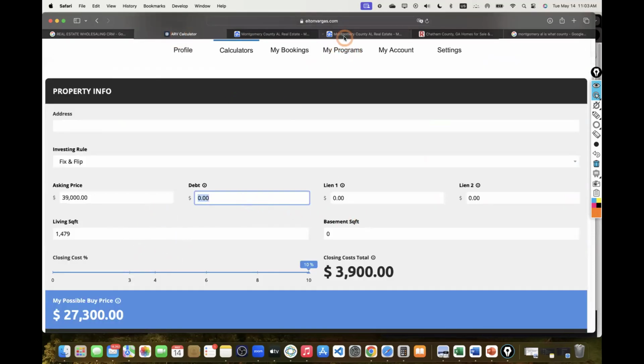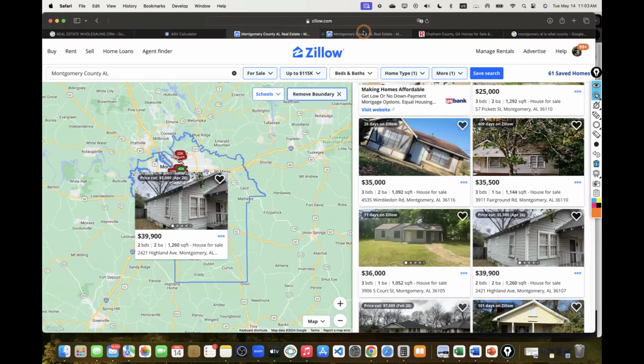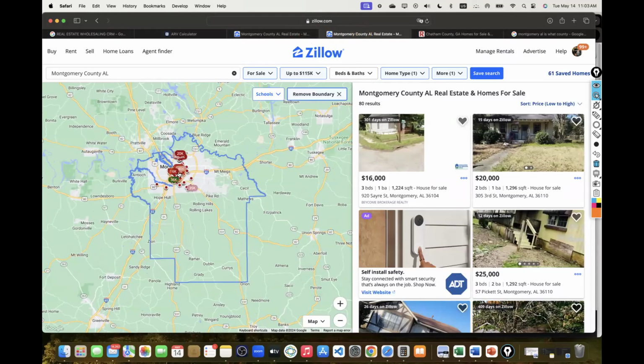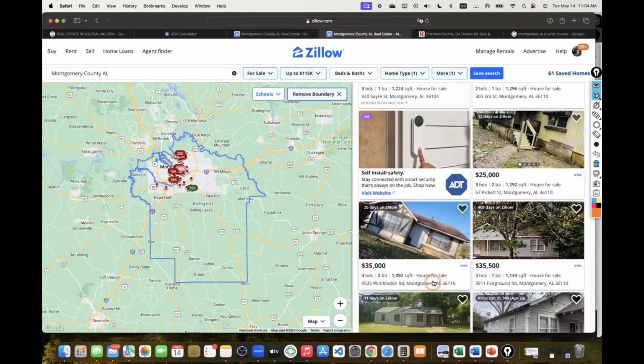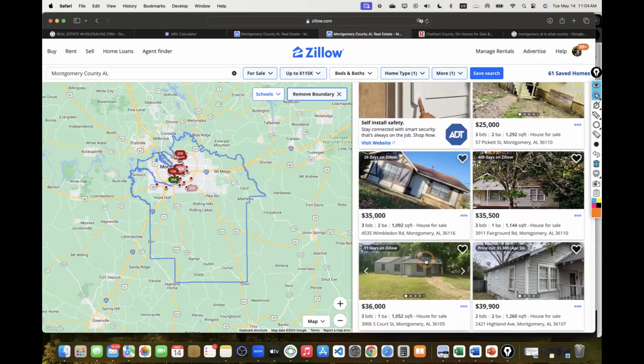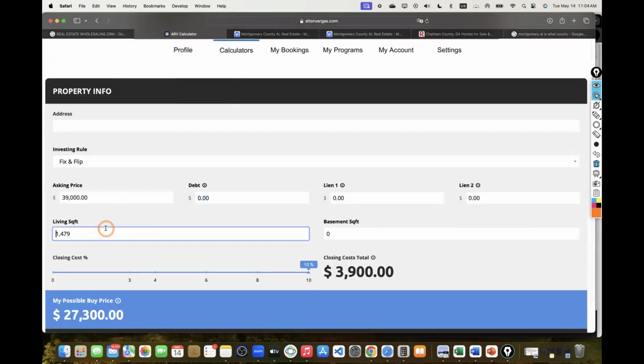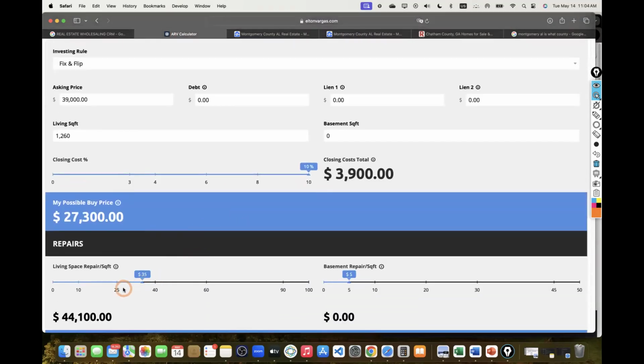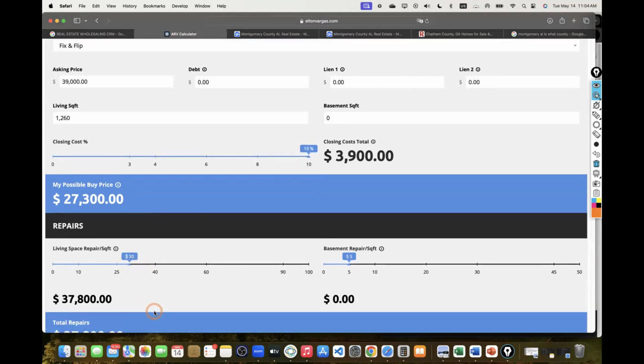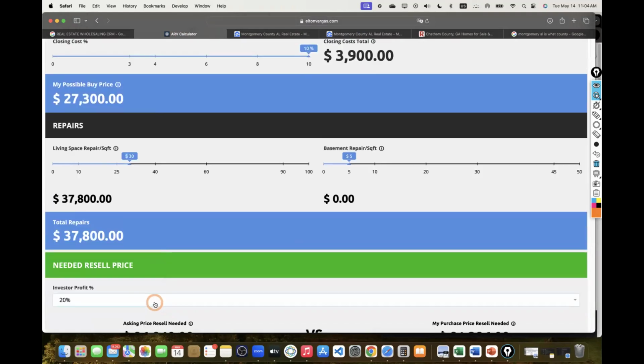But let's go through here. What's the square footage? Oh, where did it go? Oh, this one right here. 1260. Square footage is 1260. Great. Closing costs, awesome. Repairs, we're talking about $25 to $40 per square foot. I'm gonna go with very minimal. So yeah, definitely $38,000. We'll definitely do this.